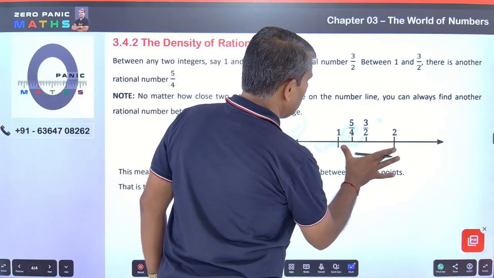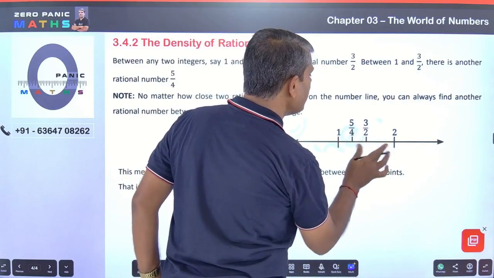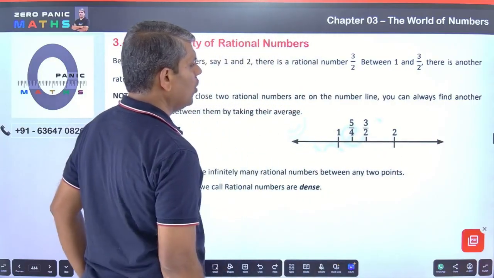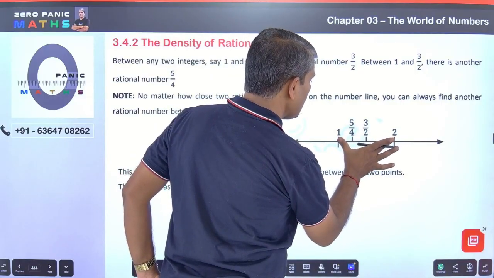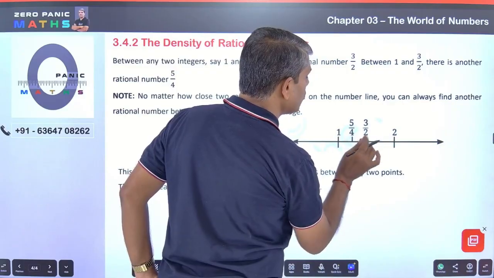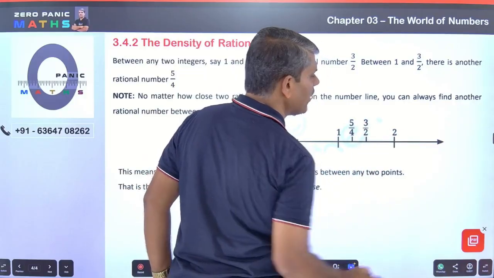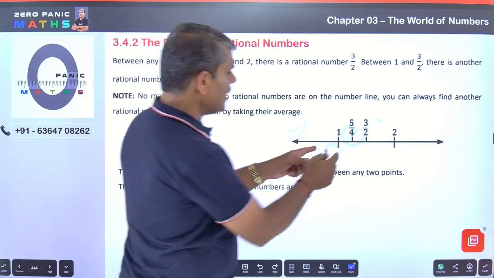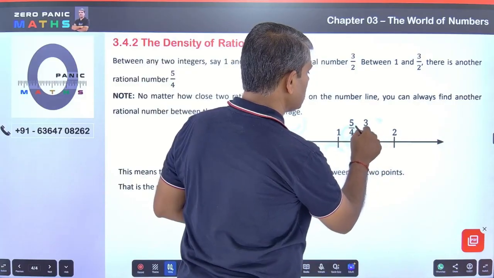When you have a number between 1 and 2, there are some fractions between 1 and 2. Suppose first you divided the unit between 1 and 2 into two parts, and you got 3 by 2 as one value. What is 3 by 2? 3 by 2 is 1.5. Correct. So that is half part after 1 and half part before 2. So this is 3 by 2.